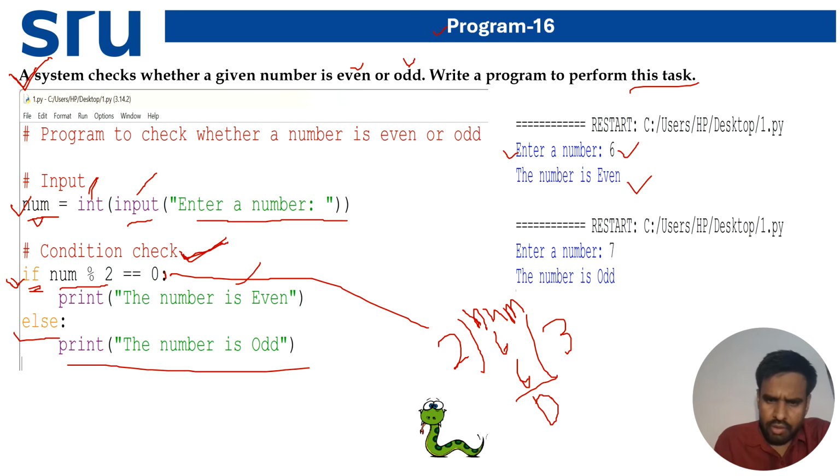Now 7. If you divide 7 by 2, what is coming here? The remainder is 1. The remainder is not equal to 0, so it will not come here, it will not print the even number, else it will print odd. So the number is odd.